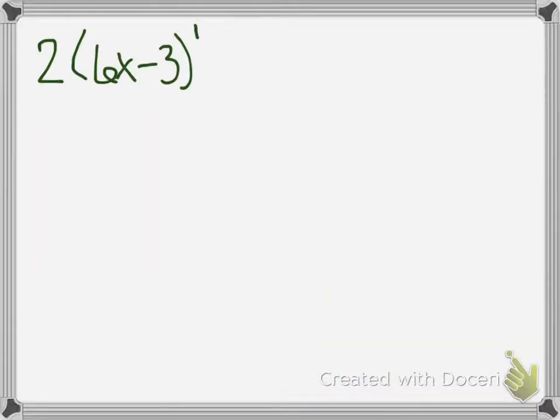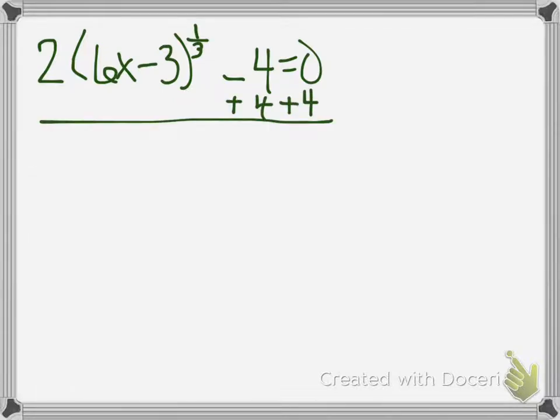Alright, so what happens if I give you something like this? A rational exponent. It's the exact same thing. The only difference is how you get rid of the 1/3. Keep in mind, that's like saying cube root. So what's the opposite of a cube root? Cubing it, or raising it to the 3rd power.